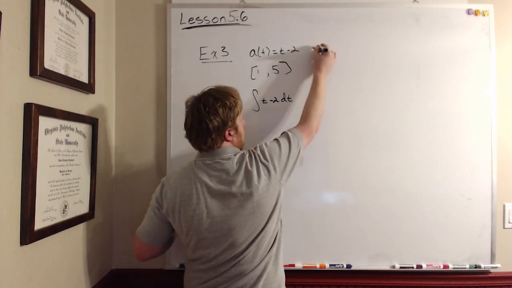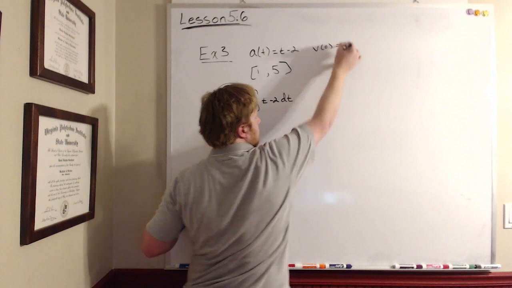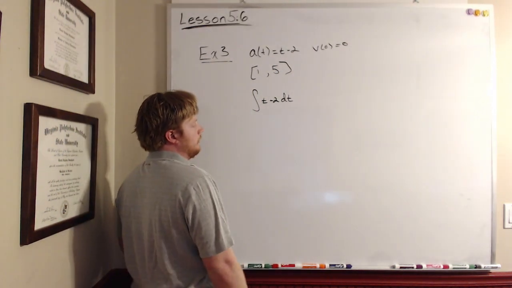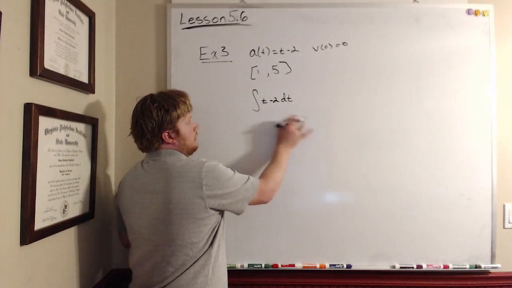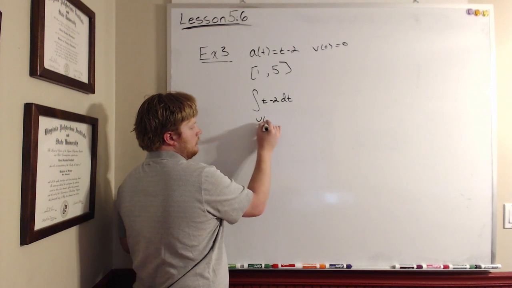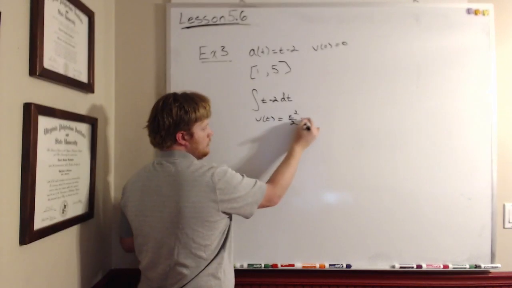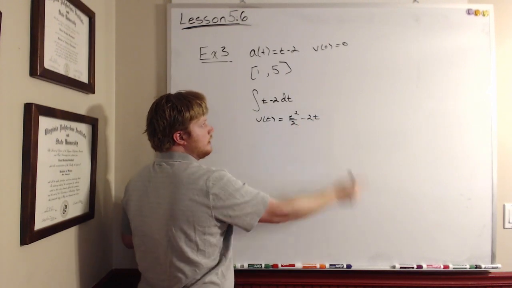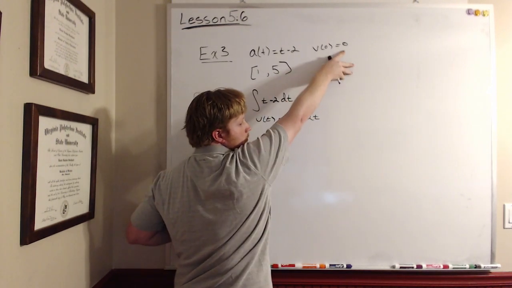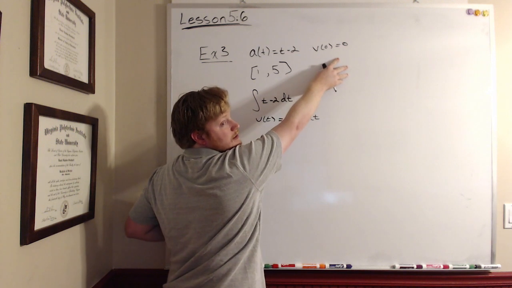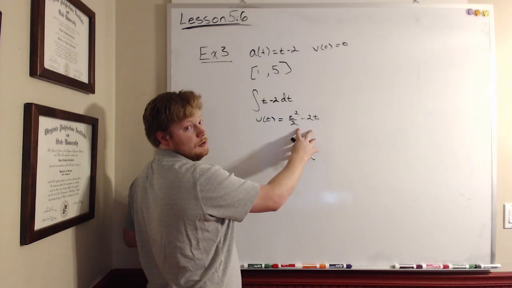Okay, I know that the initial velocity is 0. The integral will give me velocity, which is t squared over 2 minus 2t, plus c, but c is going to be 0 since the initial velocity is 0, and this is a polynomial.